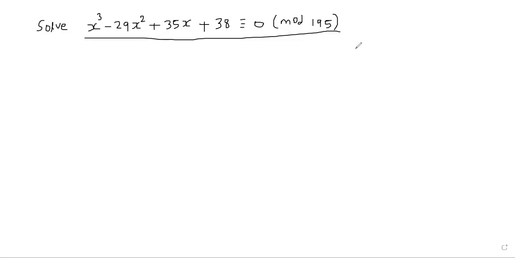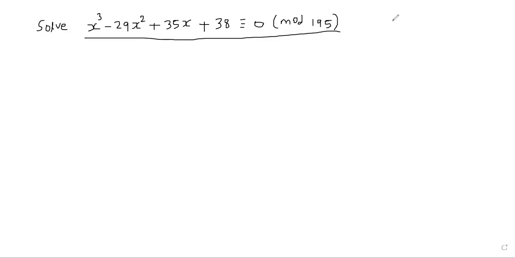Hello, welcome back. In this segment, we will solve this equation: x cubed minus 29x squared plus 35x plus 38 congruent to 0 mod 195. One of the techniques I'm going to employ is leveraging the Chinese Remainder Theorem.